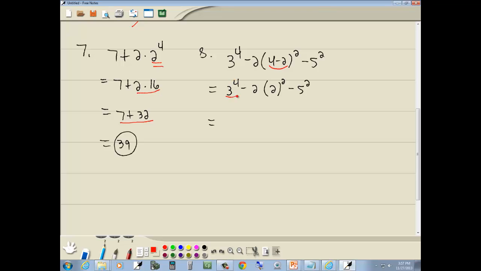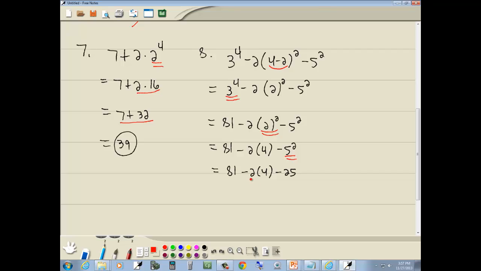Please excuse exponents. So do 3 to the 4th. 3 times 3 is 9, times another 3 is 27, times another 3 is 81. So that's 81 minus 2 times 2 squared minus 5 squared. Still doing the exponents. Here I got 2 squared. So I got 81 minus 2 times 2 squared, which is 4, minus 5 squared. Still doing exponents. So here we got 5 squared. So we got 81 minus 2 times 4 minus 5 times 5 is 25.